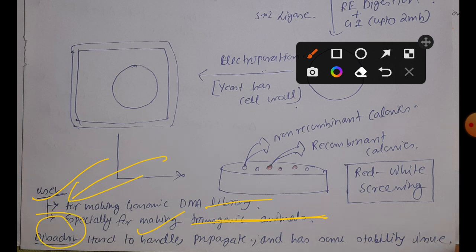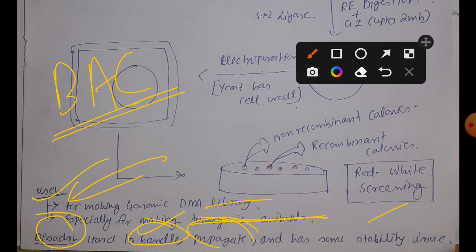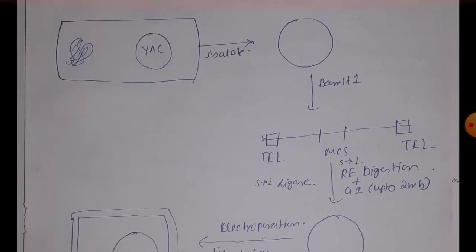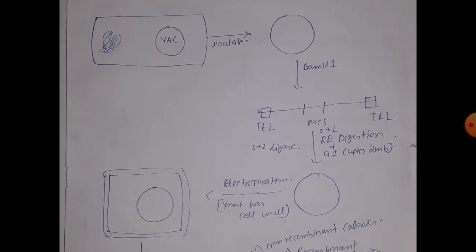First of all, it is hard to handle because YAC is a very large vector. Not only that, YAC also allows a gene of interest of size 2 megabase pairs. That is why it becomes very big. So it is hard to handle and hard to propagate, and it has some stability issues also. That is why nowadays, for making genomic DNA libraries and transgenic animals, we rely on BAC, that is bacterial artificial chromosome. So that is the idea of YAC. I hope you have understood it very well.